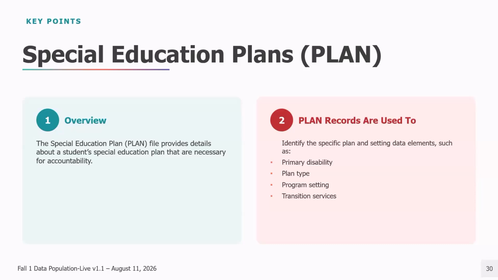It includes information such as program setting, general education participation, parental involvement, transition goals, and the date that a specific version of a student's plan became effective. Key data elements include primary disability, plan type, program setting, general education participation, categorized as the percentage of the time a student is in a traditional non-special education learning environment, and transition planning.